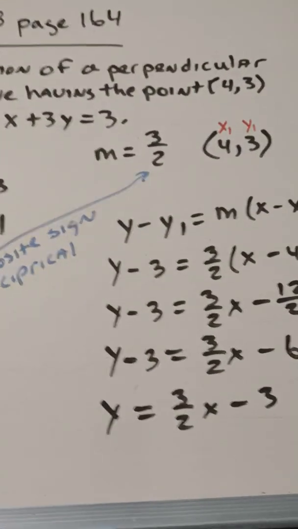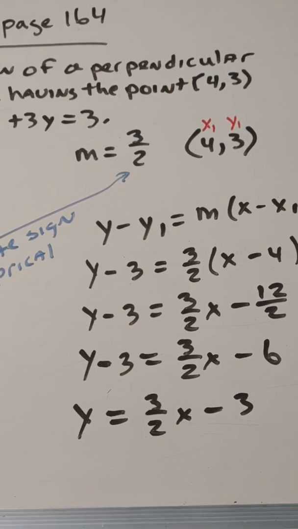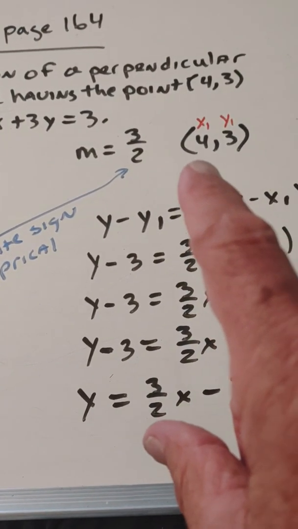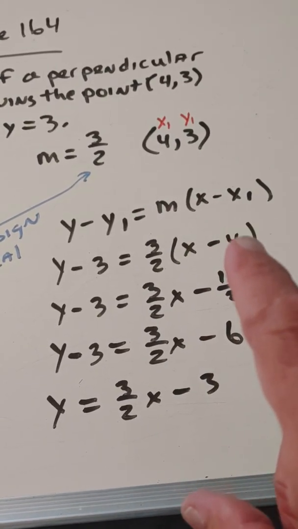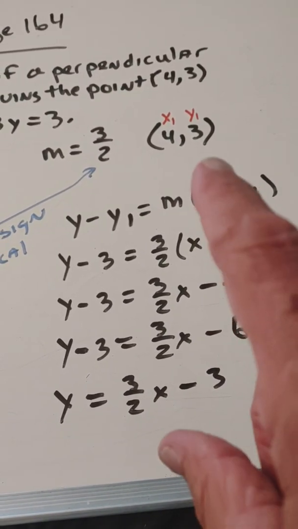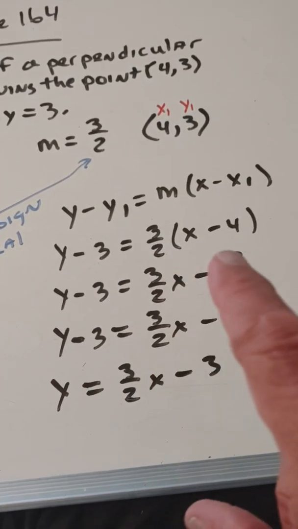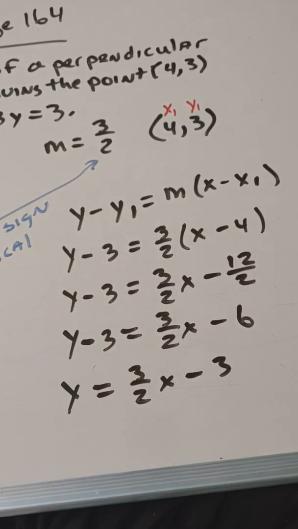So what happens here is that we're going to take the slope and put it in for m. This is my x1, so this is why it goes in here for 4. This is my y1, so it goes in here. This is why it's 3. So here is all the information in the point-slope formula.